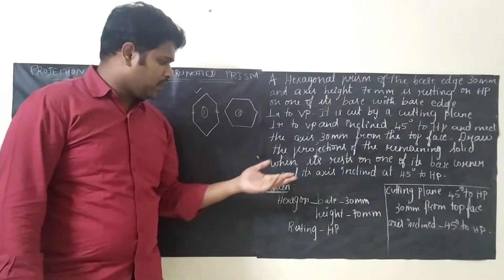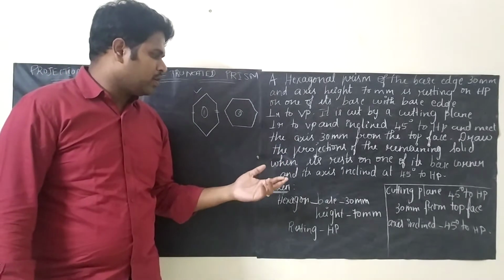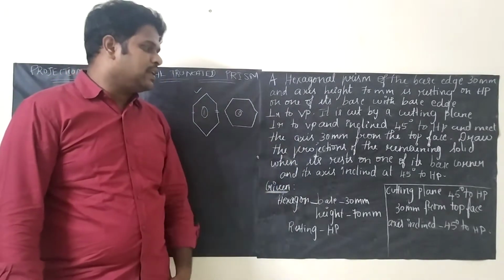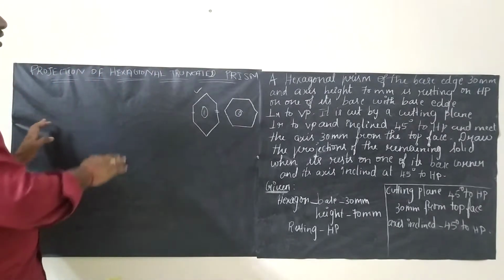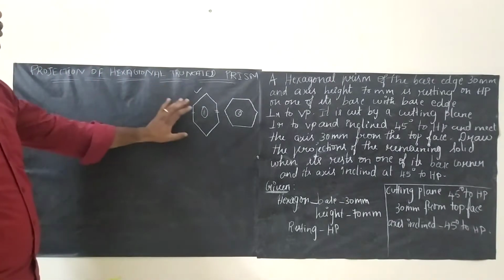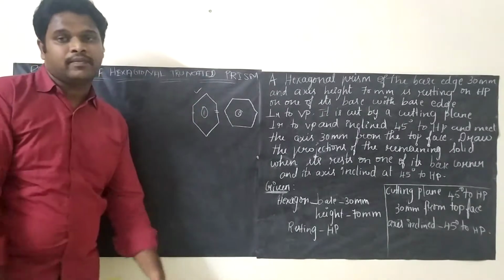Draw the projection of the remaining solid when it rests on one of its base corner and its axis is inclined 45 degree to HP. So what we are going to do is, after drawing everything, we are going to tilt the diagram for 45 degree and we will be continuing with what kind of solid we will be getting.